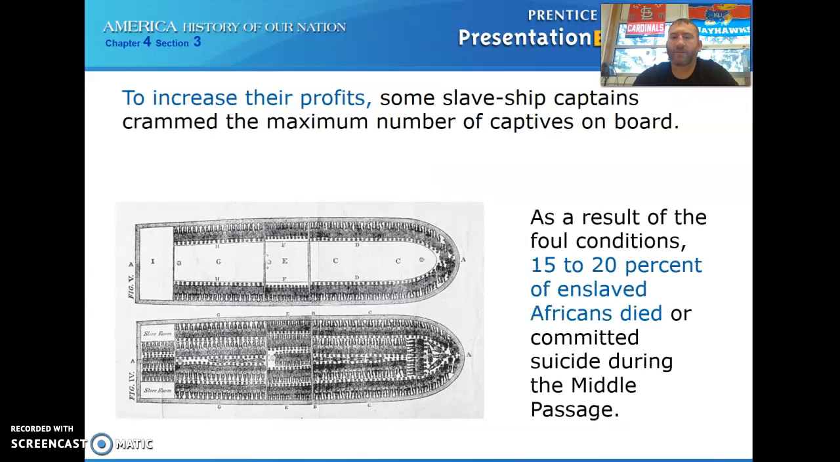And to increase their profits, some slave ship captains crammed the maximum number of captives on board. As a result of those terrible conditions, 15 to 20% of enslaved Africans died or committed suicide during the Middle Passage. So some of them, instead of being slaves, figured that it would be better just to commit suicide, and a lot of them did, which is terrible. I can't imagine. And as you can see, they're crammed in as tight as they can be packed. Some people even laying in the middle of the aisle.